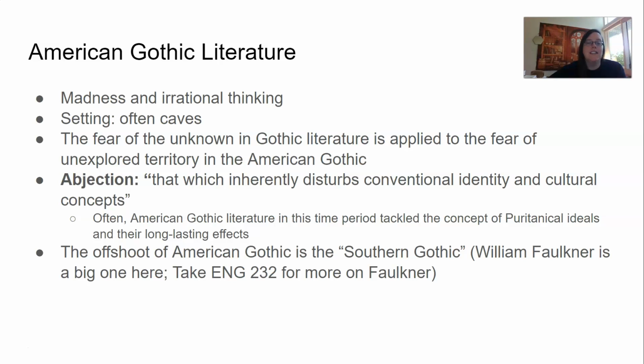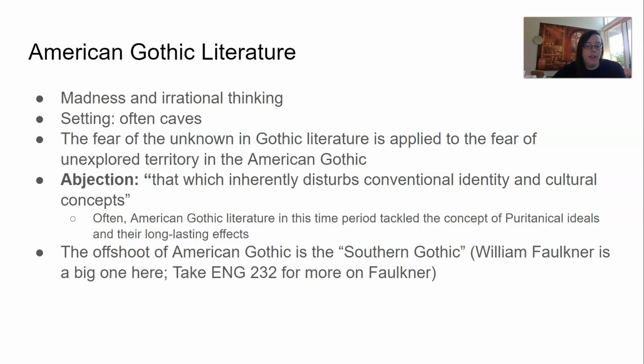And so that's this concept of abjection, at least applying it to the American Gothic. Another offshoot is Southern Gothic. So when we talk about Southern Gothic, usually we're talking about American Gothic, but in the South. William Faulkner is a big example here. If you want to read William Faulkner, take English 232.